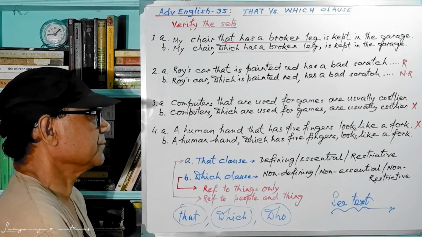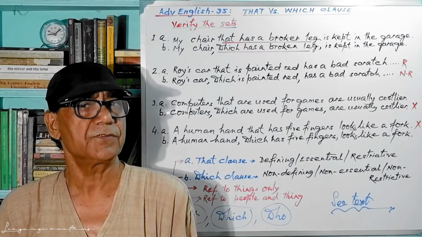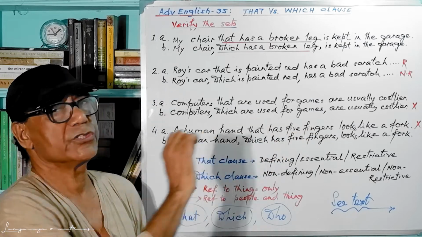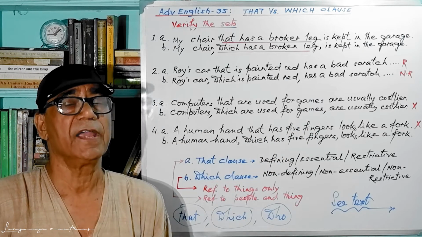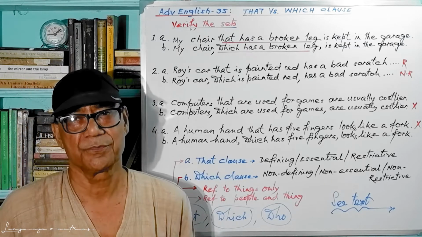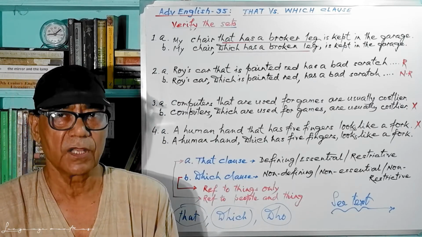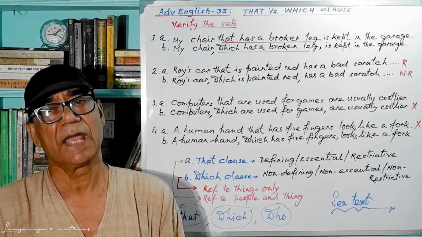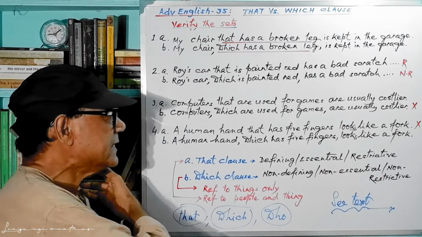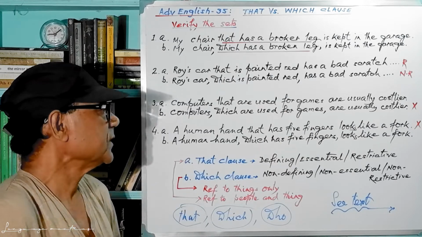A human hand that has 5 fingers looks like a fork. Is it a good sentence? Entirely wrong sentence. You cannot use that clause here. You cannot specify some universal truth with that clause. What happens here? A human hand that has 5 fingers looks like a fork. Every human hand has 5 fingers. All human hands have 5 fingers. So there is nothing special about this sentence. Sentence is wrong, logically.